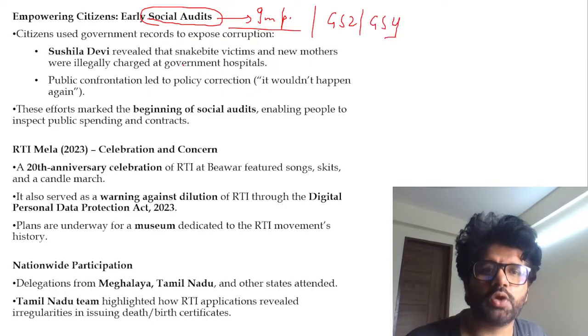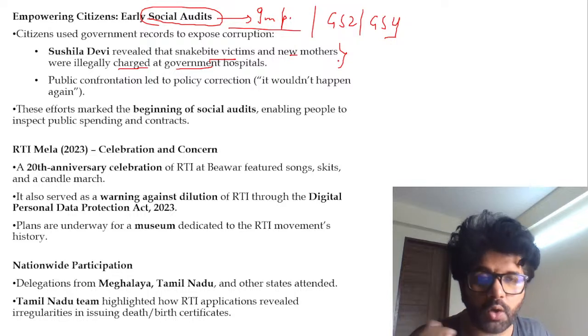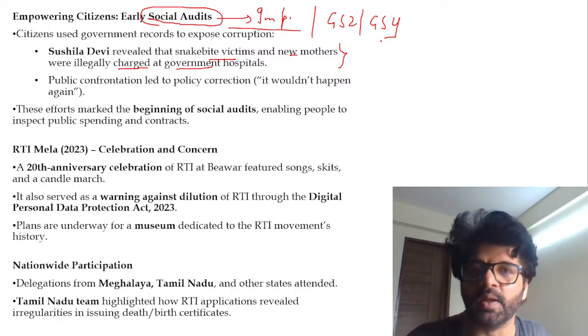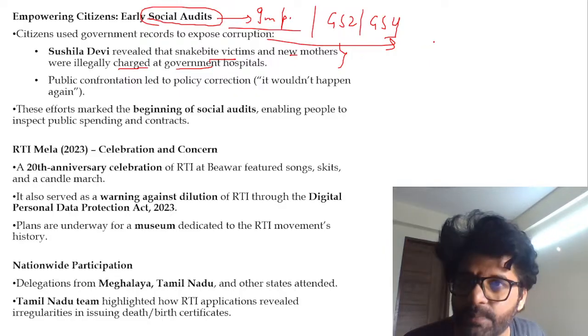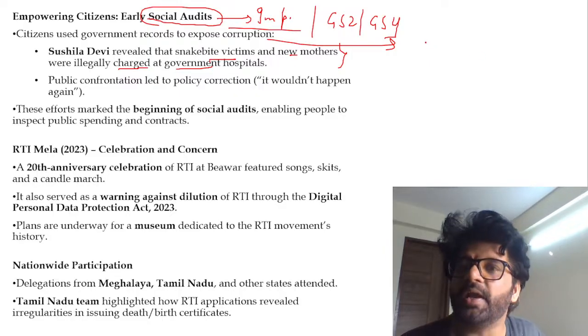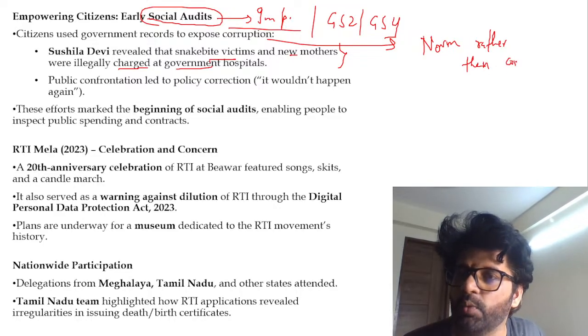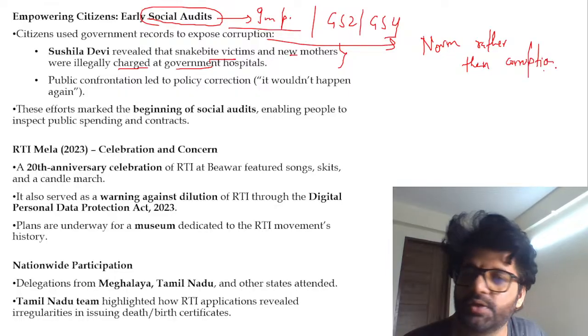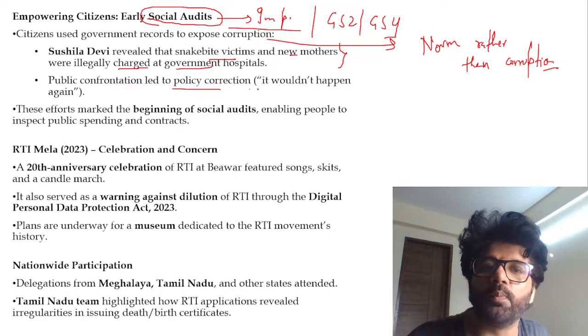So what is social audit? Snake bite victims and new mothers were illegally charged. When you go through their public documents, you realize what corruption they are doing. As the Second ARC report on ethics and governance says, corruption is an exception rather than a norm in most countries. In India, corruption is a norm rather than an exception. One particular IAS officer or something, he wrote a book about ethics, and then he got charged with 10 crore corruption, etc. So public confrontation led to policy correction.